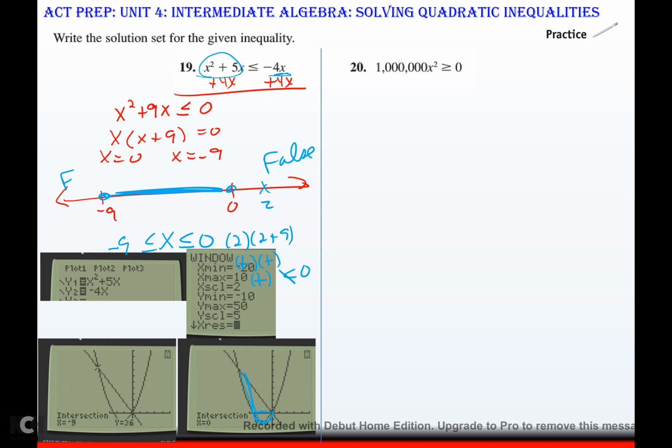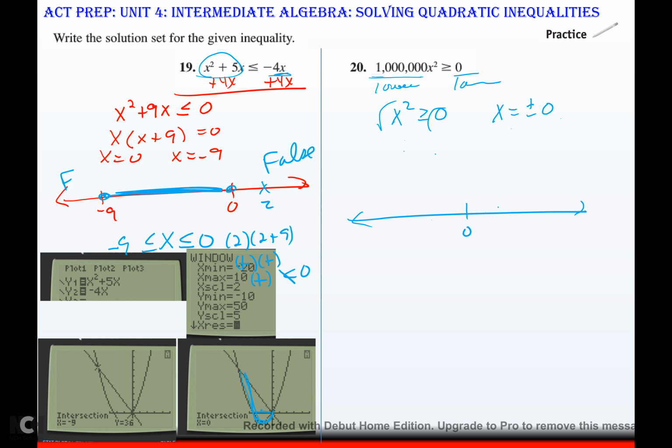All right, on 20, if I just solve this thing instead of trying to factor it, divide by 1,000,000 on both sides, and you get x squared greater than or equal to 0. Square root that, and you get x equals plus or minus 0, which is silly. 0 doesn't have a sign. But what that means is your only solution is going to be at 0. So kind of like when we got that double 1, we got double zeros.